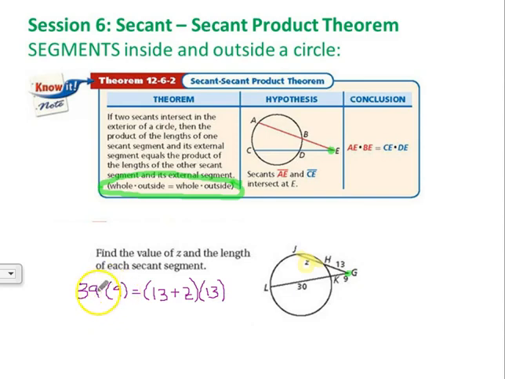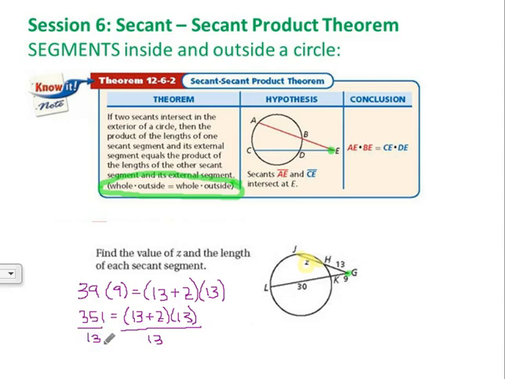All right, so let's go ahead and do the math on the left. 39 times 9 is 351 equals, I'm going to leave this as is, 13 plus z times 13, because what I want to do is start working on getting z all alone. So this entire 13 plus z, this entire amount, is being multiplied by 13. So I'm going to get rid of that 13. I'm just going to divide it out on both sides right now.